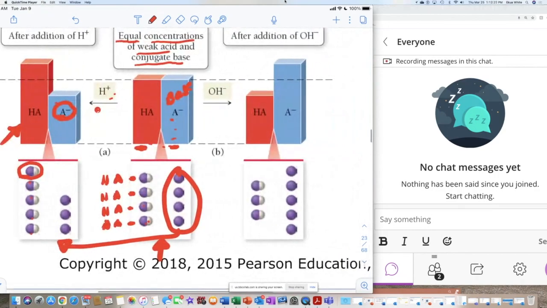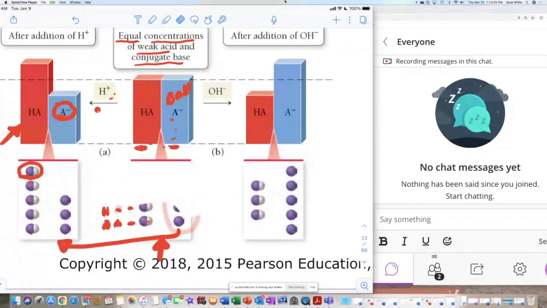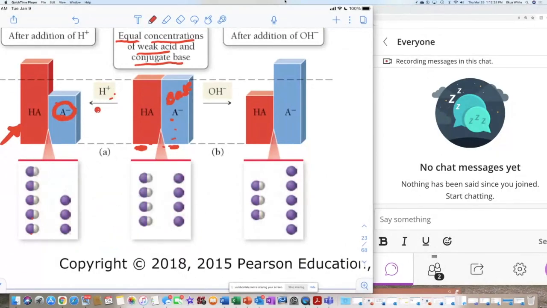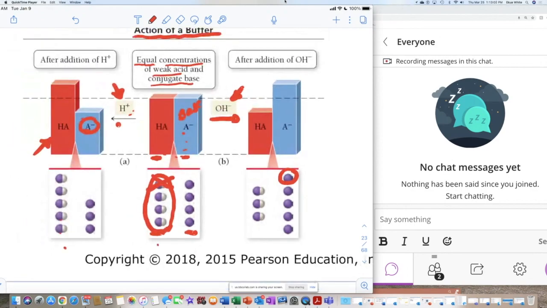What if the incoming thread this time, the disturbance, is a base, not an acid? We start off once again with equal amounts, and this time a base gets added. When a base gets added, what do we see? The acid has to neutralize the incoming base. How do I know it's a base? Remember, OH minus signifies base, H plus signifies acid. So you can see one of the acid gets reacted with the base to neutralize the base. In the process, it makes extra A minus.